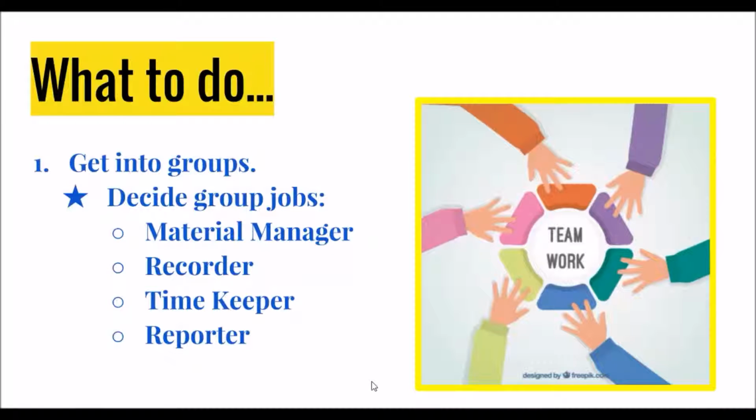Now that we came up with our awesome list of character traits, let's talk about what we're actually going to do today. First, we're going to get into our color groups. We're not going to do it just yet. I'll tell you when. Everyone's here, so there should be 4 in each group. Once you get into your groups, quickly decide who will do each job. There will be a material manager, a recorder, a reporter, and a timekeeper today. And I'll let you guys know exactly what you all need to do for each job as well.